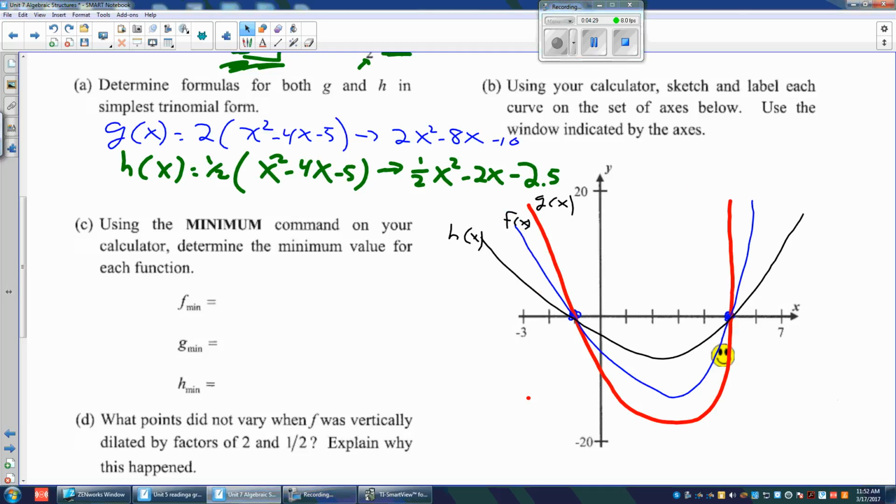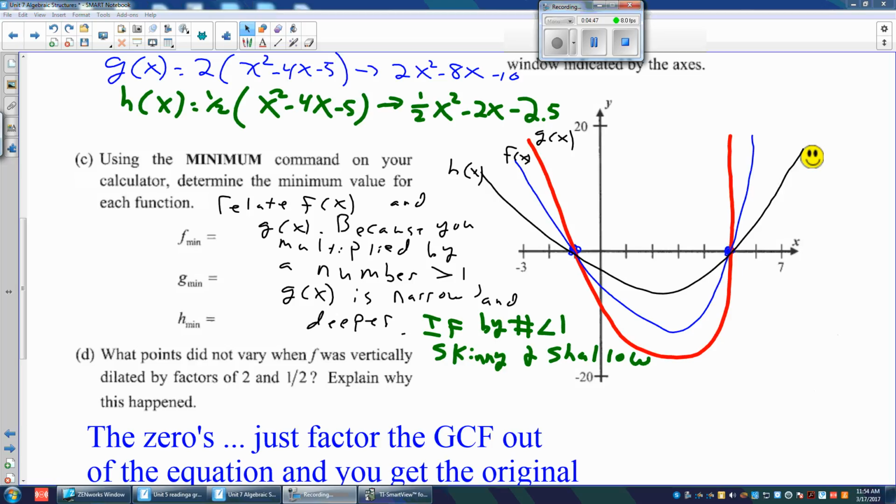So what happened here? F of x is the original function. If we make it 2 times it, it goes deeper and it's narrower. If we take half of it, it's shallow and wider. I think I'll ask you a question about that right now, and then write it down. And there are the notes on it.